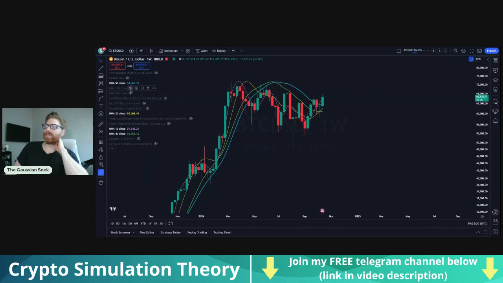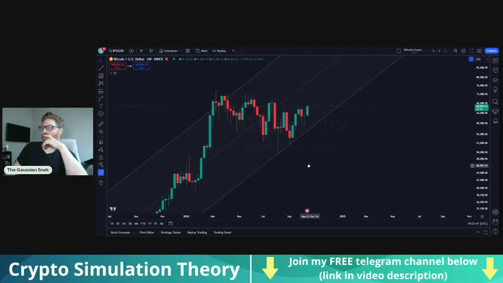You just want to see all these turn up, and there's the 100. That's going to take a little bit of time. And the 200 is already positioned down well below, so we don't have to worry about that. So moving averages look really, really good for Bitcoin, and I'm extremely bullish with these things.